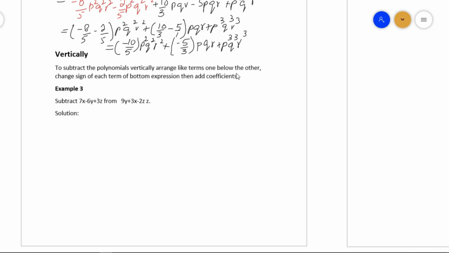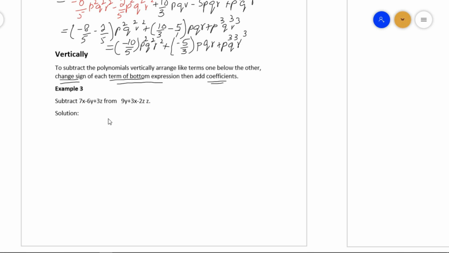The first step is the same as addition: arrange like terms one below the other. After that, you have to change the sign of each term of the bottom expression, okay? And after that, you have to add the coefficients. So let's start. We have to subtract the first polynomial from the second polynomial.